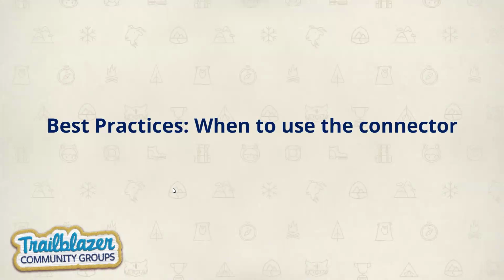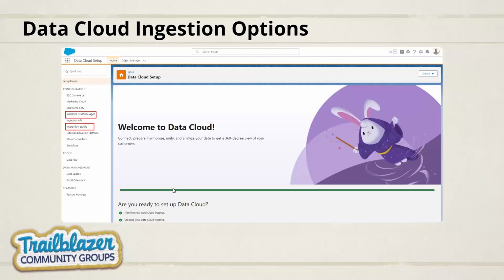So now we understand the core crux of what they do. Let's talk about best practices, or when to use what. If you're familiar with Data Cloud, and hopefully you all are, in the setup menu there are different ways to configure ingestion sources. Those ingestion sources, or the connections themselves into the website, mobile apps, Interaction Studio, Ingestion API, etc., are where you'll start your configuration of personalization.